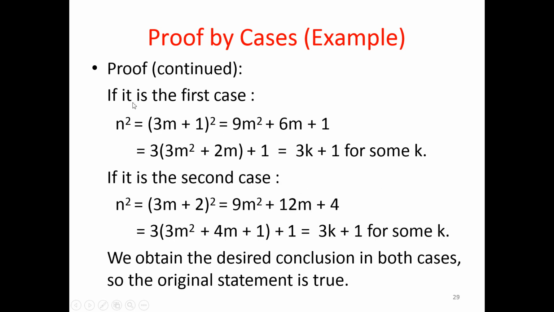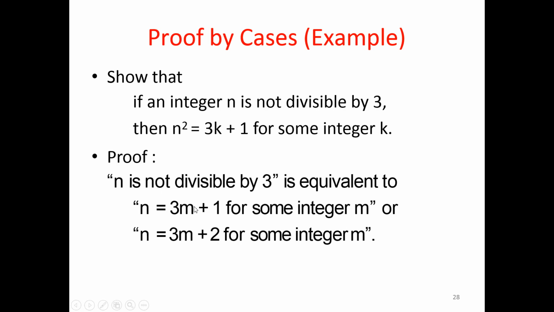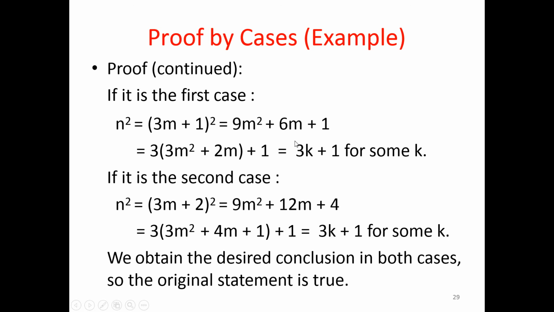So for the first case, when n is equal to 3m plus 1, n square is equal to 3m plus 1 whole square, and this is equal to 9m square plus 6m plus 1, and after a few simplification steps we have n square is equal to 3k plus 1, where k is equal to 3m square plus 2m, which is an integer. And this is what was required. So we have the conclusion for case 1, and for the second case n square is equal to 3m plus 2 whole square, and this again can be written as 3k plus 1 after some simplification steps, and k is an integer. So we obtain the desired conclusion in both the cases, so the original statement is true. So we have to prove the statement for every case.